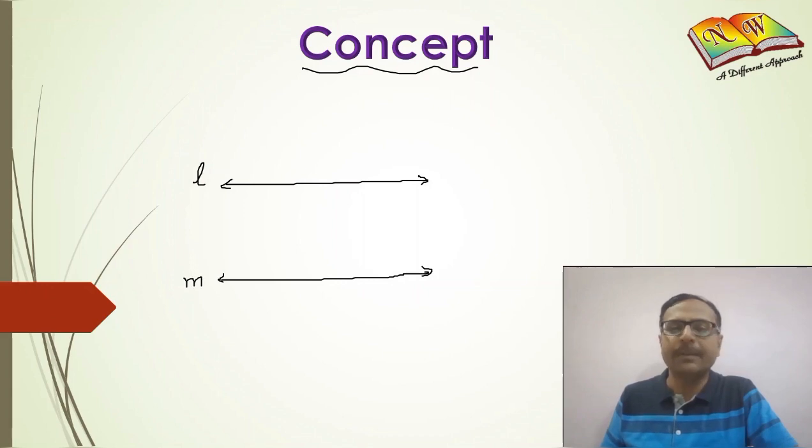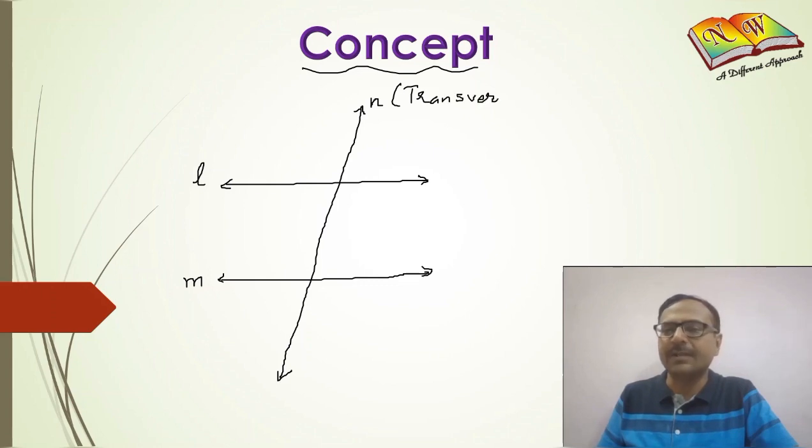So they are looking parallel, right? And now we have to draw a line which intersects both L and M. Let's mark arrows on either side and name this line as N. This N is known as the transversal.